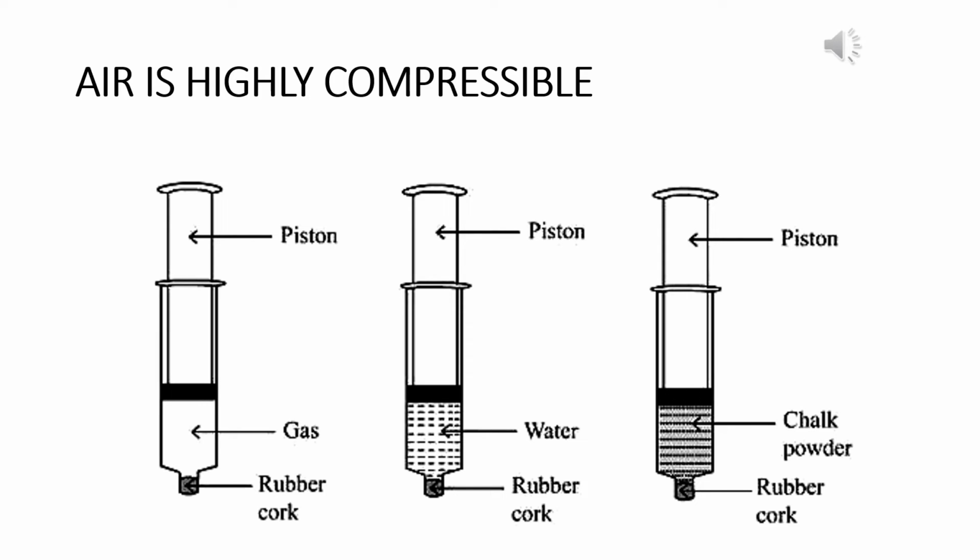Then the piston which is having water is moving second, and in the syringe which is having the chalk powder, the piston is not moving at all. So from this experiment or activity, we can say that solids are the least compressible, water is the second most compressible, and air is the highest compressible, because the intermolecular distance is very high in the case of gases or air, and the intermolecular force of attraction is also very less, which is the least among the three phases of matter.